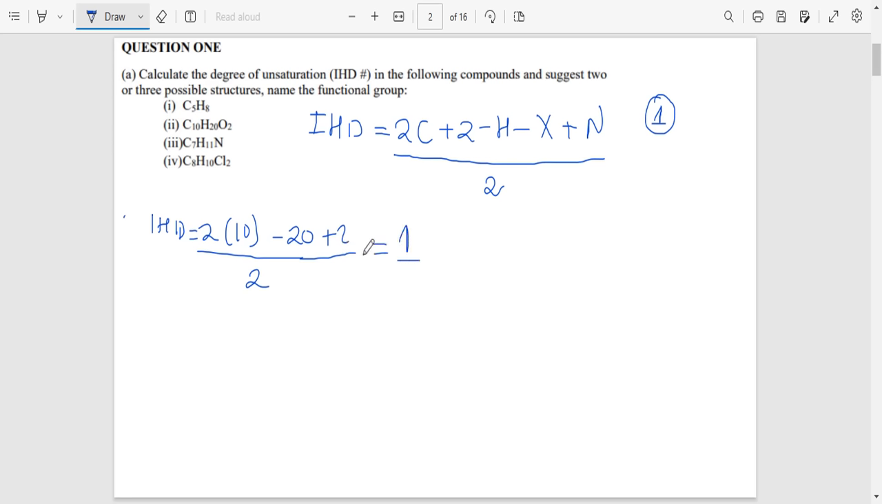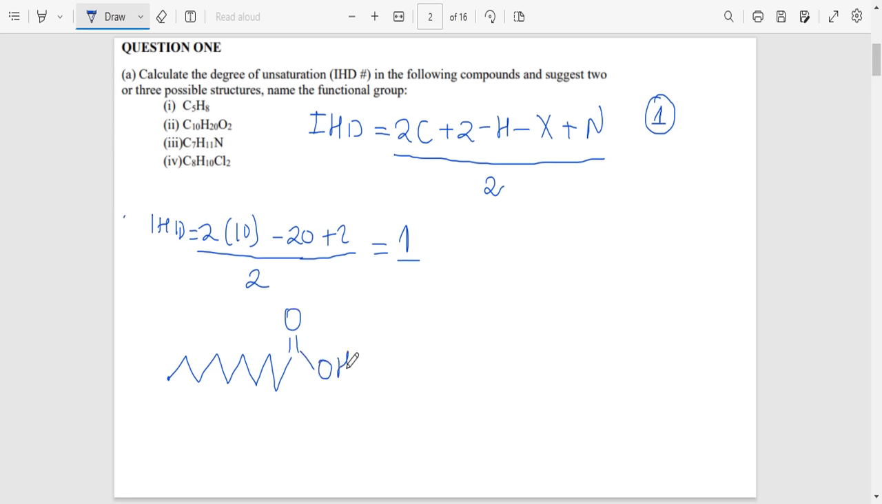What does this mean? An IHD of 1 means we can have either one double bond or one ring. Now we have 10 carbons in this molecule. So if I've got here 1, 2, 3, 4, 5, 6, 7, 8, 9, 10, we have two oxygens. I can have an oxygen with a double bond at this point, and then I put another oxygen here.